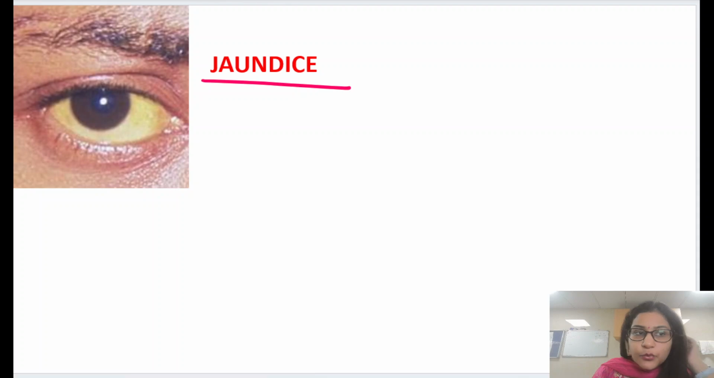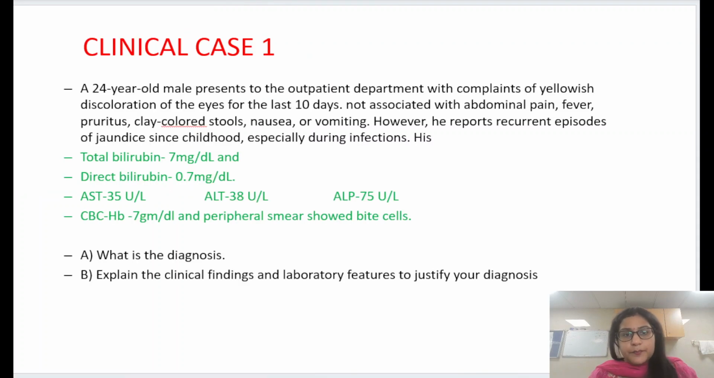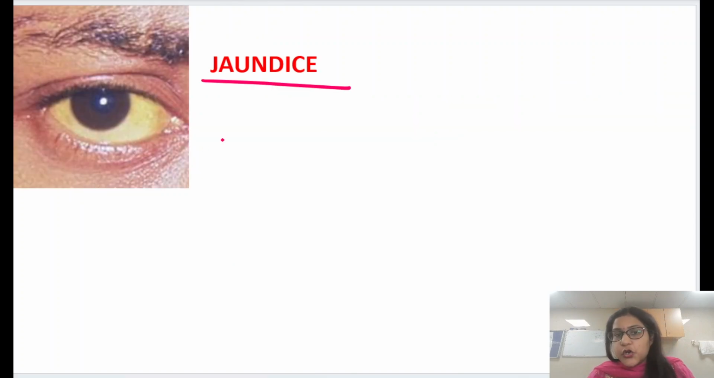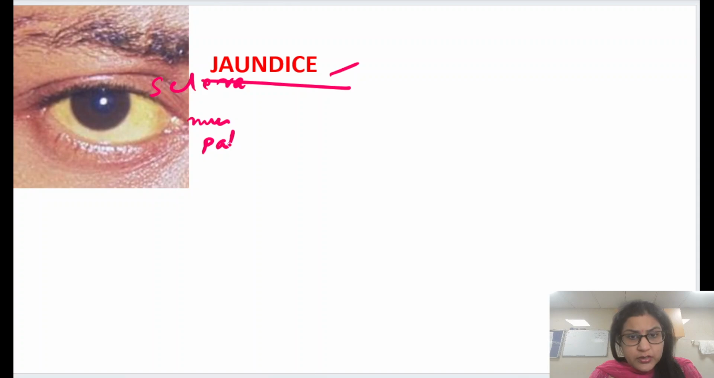Now you have a 24-year-old person who presents to the outpatient department with yellow discoloration of the eyes, not associated with any other complaint including pruritus or clay colored stools. First, please understand the patient is having yellowish discoloration. So what is that? It is jaundice. Jaundice is a yellowish discoloration of the sclera, or of the mucous membranes, or of the palms and soles. Okay, so why only the sclera do we see this?